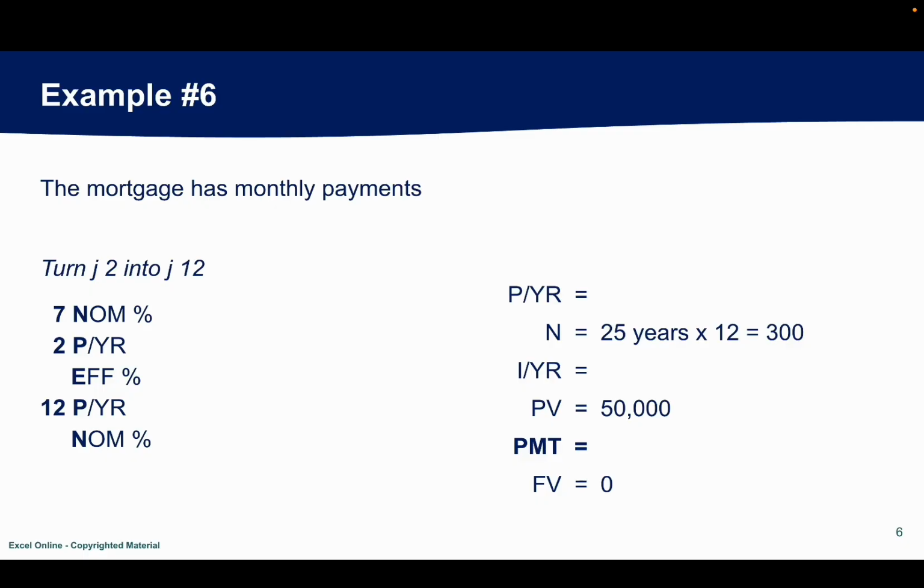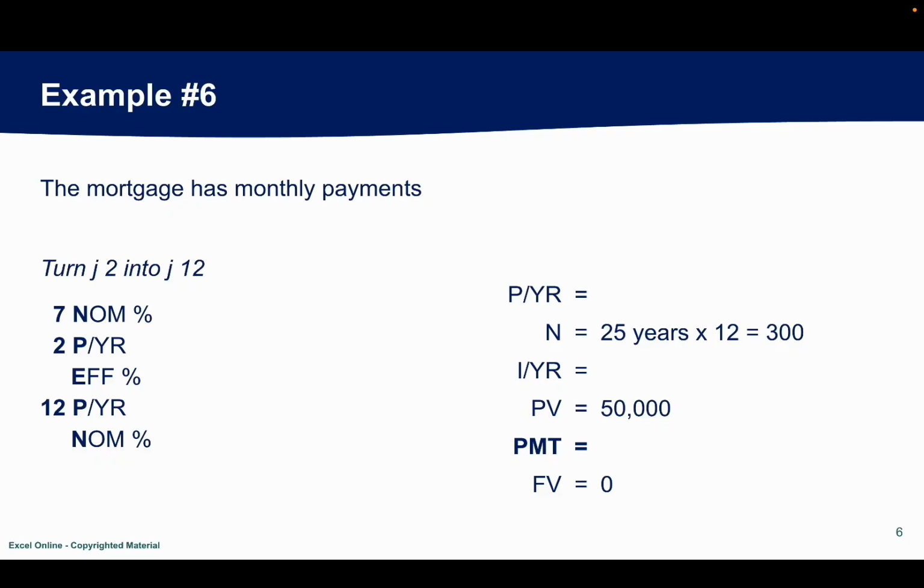So we press 7, then Shift, then press NOM. Second is P for PYR. The rate is a J2 rate, so we press 2, then Shift, then press PYR. Third is E, which is F or EFF. So we press Shift, then EFF. Then we do PYR again. Now we want it to be a J12 rate, so we save 12 to PYR.